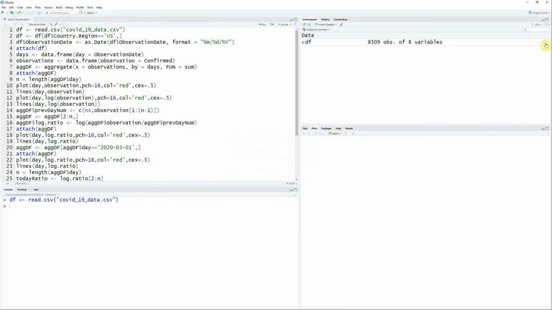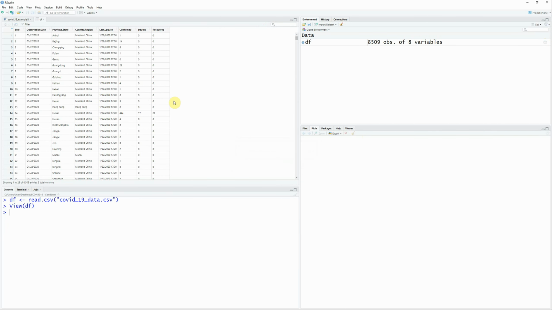If you look at this data frame by clicking on that icon, we see that we have some kind of ID and observation date. Here is the province or a state, so one level of locality, and then another level of geographical location data, which is country or region, and then a date of when the data was updated, and we can see that this data for that date was just updated the same day.